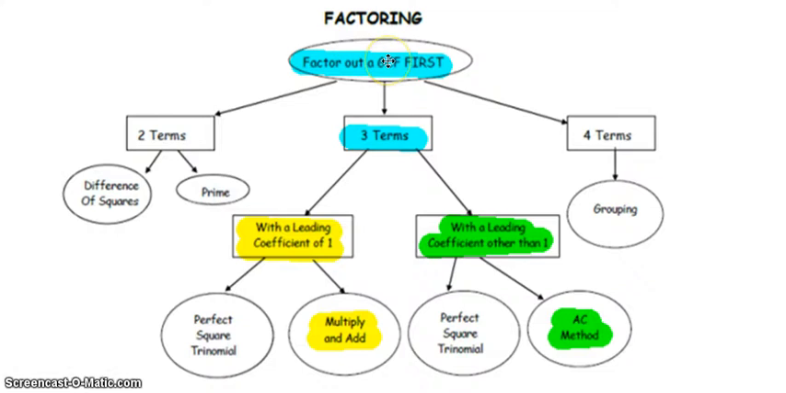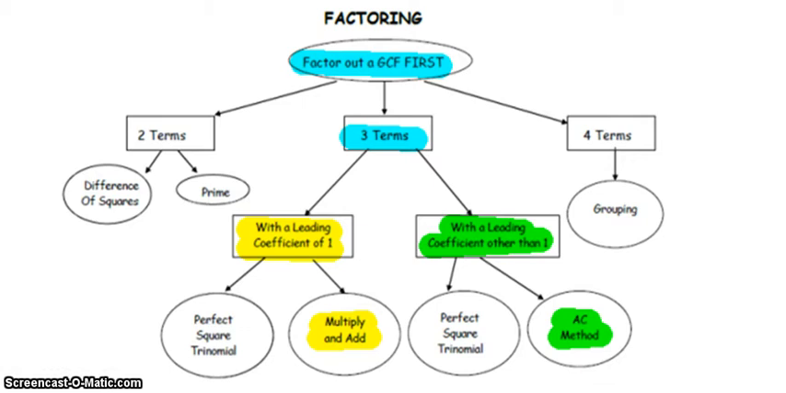The first method we learned to factor was the greatest common factor method, where we divided all terms by a common number or expression. Then we've learned a couple of methods for factoring trinomials, where they have three terms. The multiply and add method is used when we have a leading coefficient of 1, and the AC method is used when we have a leading coefficient that is not 1.